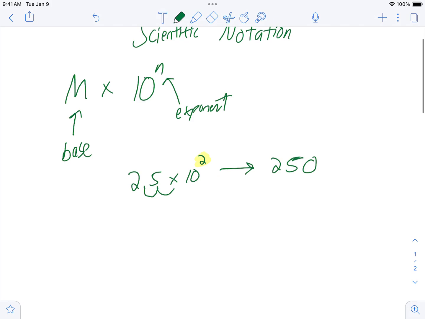Another example would be 2.5 times 10 to the negative second power. That negative exponent tells you to move the decimal point to the left. So if we are going to get this out of scientific notation, 2 places to the left would be 0.025. Sometimes people will put a 0 there for the 0 point, and sometimes they won't. It does not matter.